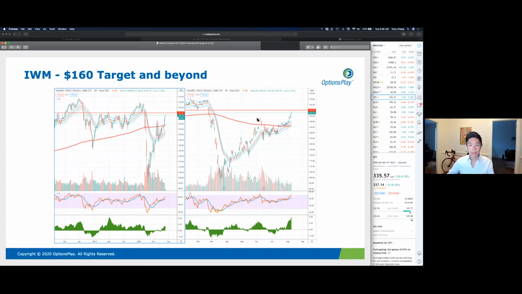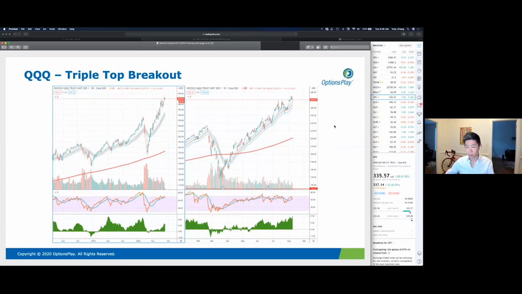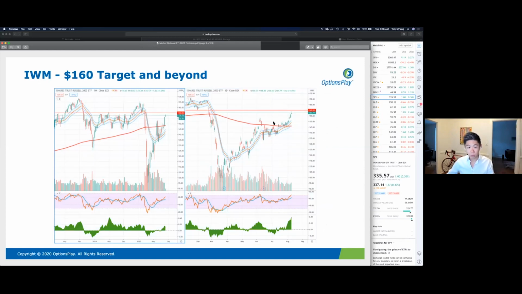Now, we talked last week about IWM. We talked about small caps breaking out here. We did finally get that breakout above that 153 level. We are now within spitting distance of the 160 level.